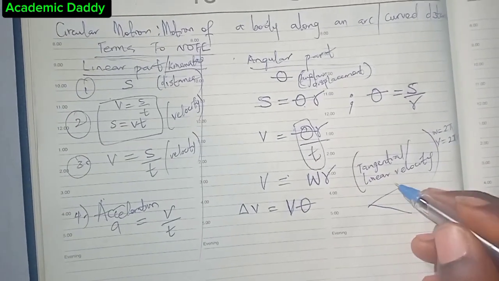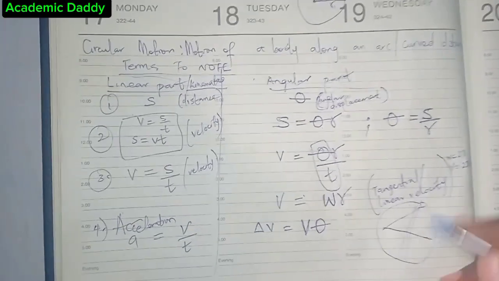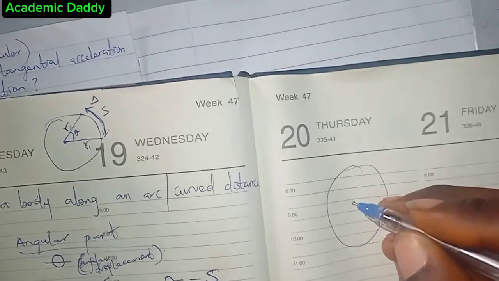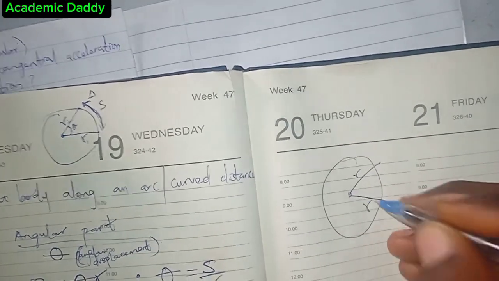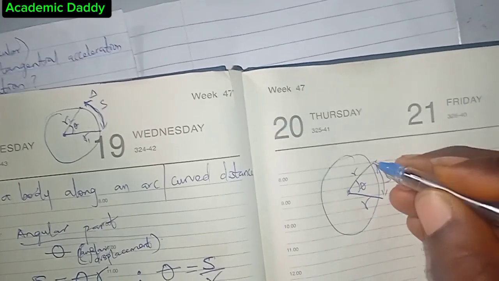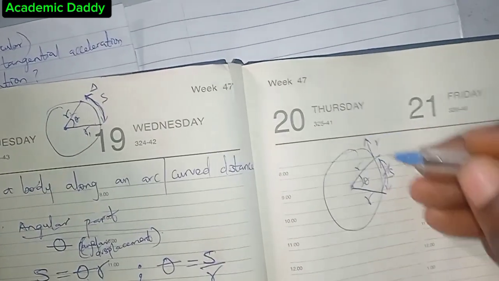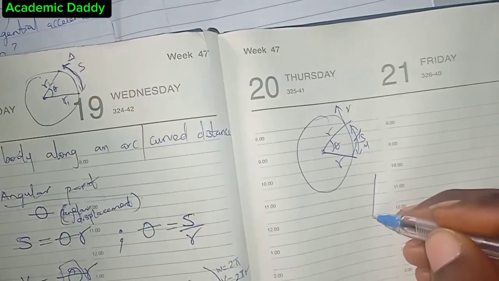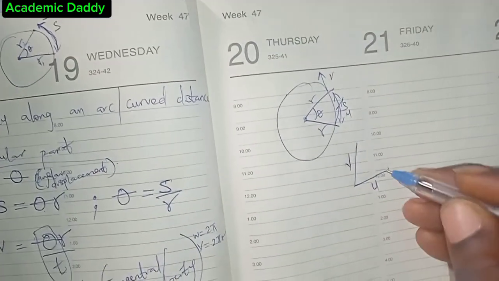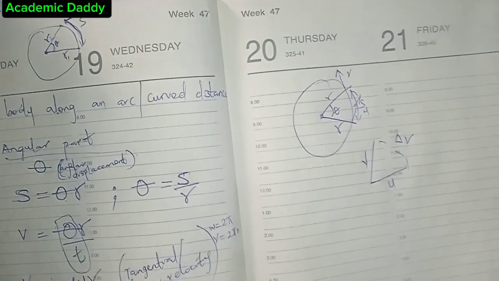If I have this to be a circle, and I have this to be r, this part to be s, and this part to be theta. There is velocity here, there is velocity here. So what we normally do is bring this v, bring this u, and put them side by side, the first v and the second v. If you put this together, this is the change in v.